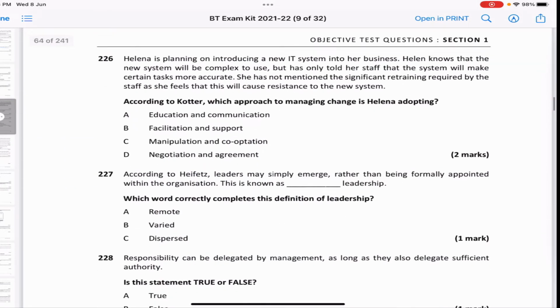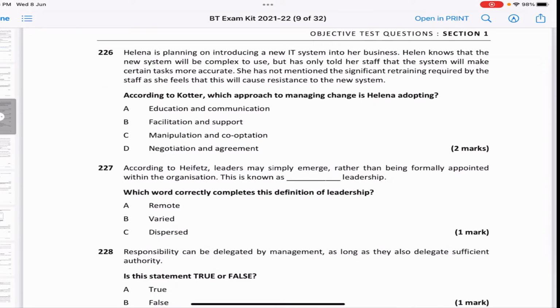Helena is planning on introducing a new IT system into her business. Helena knows that the new system will be complex to use, but has only told her staff that the system will make certain tasks more accurate. She has not mentioned that significant retraining is required by the staff, as she feels that this will cause resistance to the new system. Which approach is she adopting?